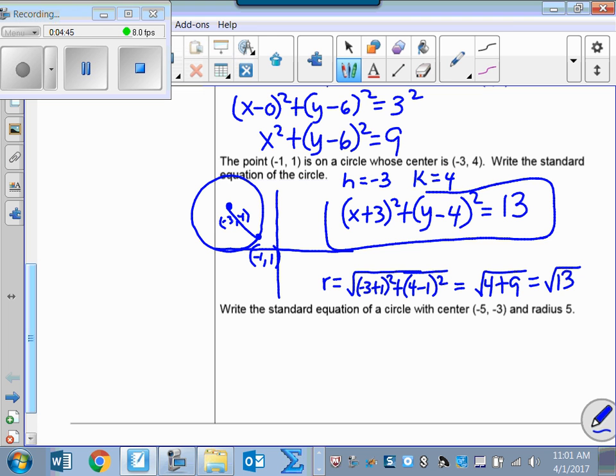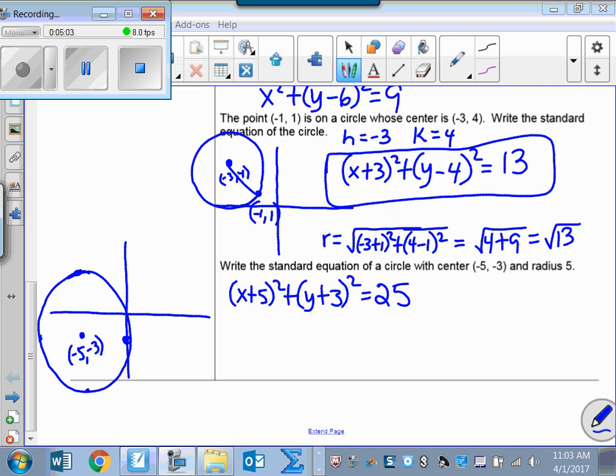So there's how I work a problem like that. I know the coordinates of the center. I know the coordinates of a point on the circle. I just find the length of the radius and substitute those values into the standard equation. Okay, pause here and you do the next one.